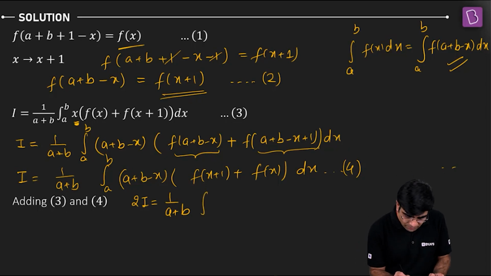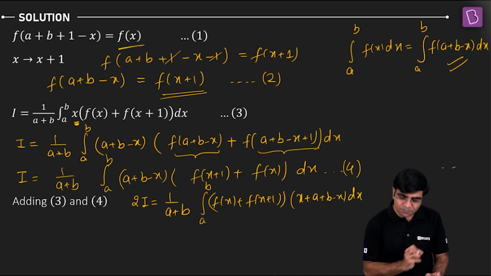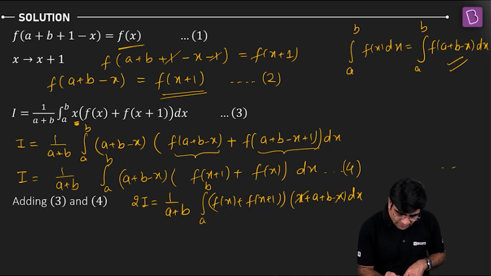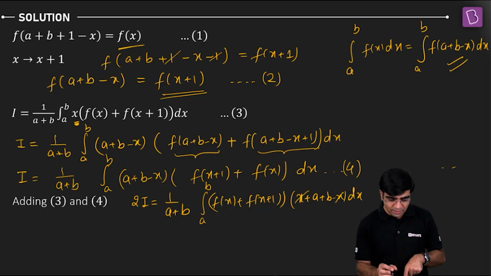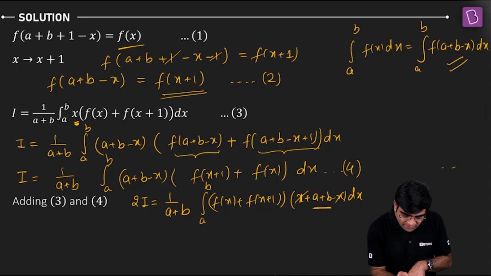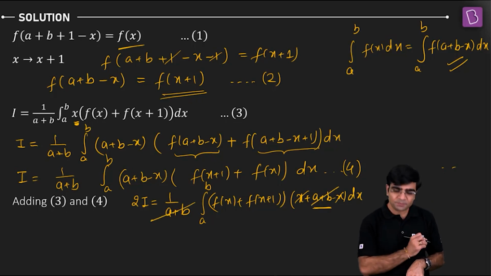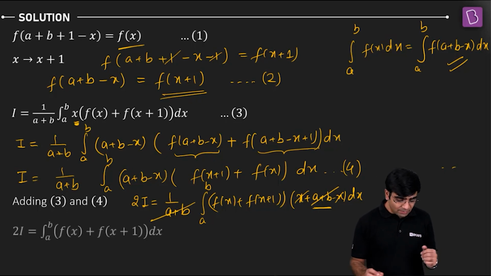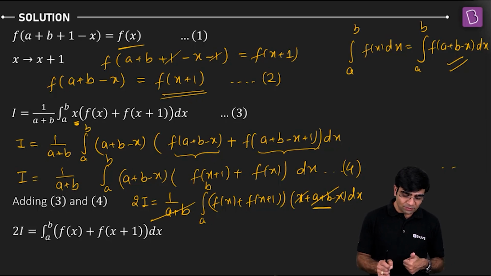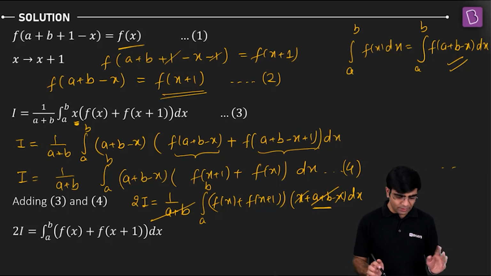So 1 upon a plus b, integral a to b, we have f of x plus f of x plus 1 into x plus a plus b minus x dx. Advantage, this x and x got cancelled, but I'm left with a plus b. Now this a plus b is a constant which can easily be dissolved with this one. What I got is nothing but 2I is equal to integral a to b f of x plus f of x plus 1 dx. Simply. Sorted? Okay. So this is the modification that I have introduced from my side.